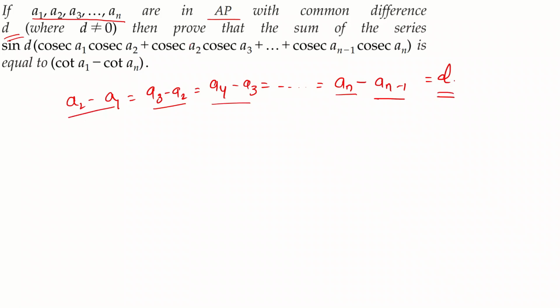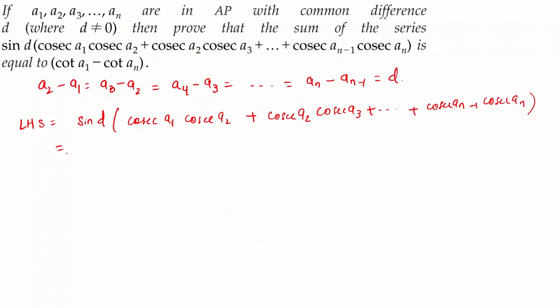Okay, now they ask us to prove that the sum of this series, sin d times (cosec A1 cosec A2 plus cosec A2 cosec A3 plus, up till, cosec A(n minus 1) cosec An), is equal to something like this. Okay, so first let's quickly write down the left hand side of the given equation or identity.